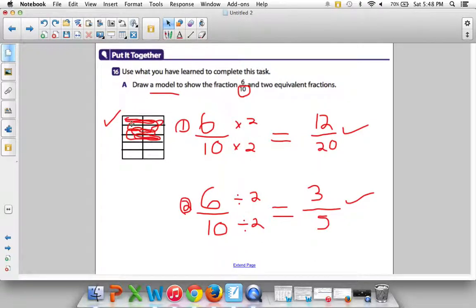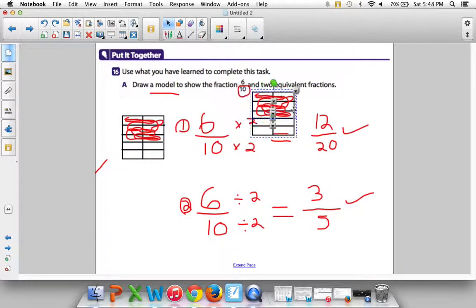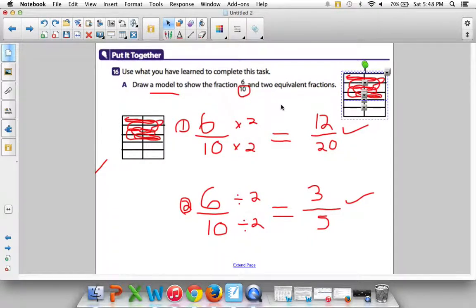Check it out. To save myself a little time, I'm going to copy and paste our first model. Watch, check it out. Copy, paste. Put that right there, and paste. And put that right there. Okay.